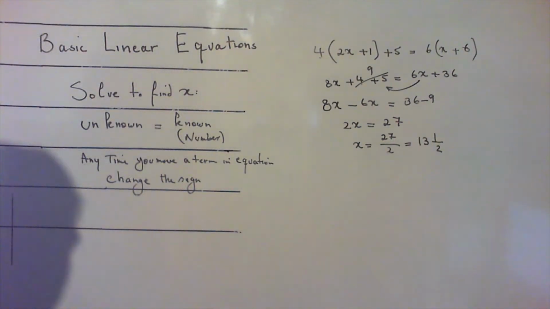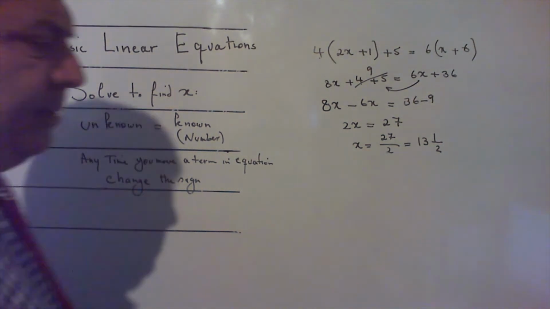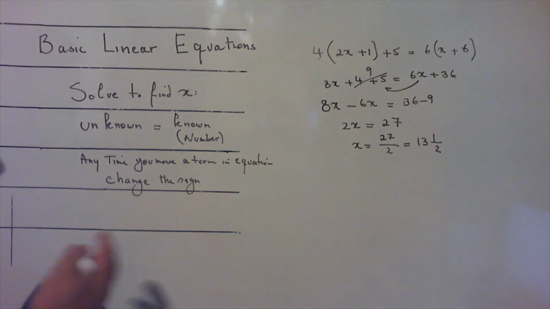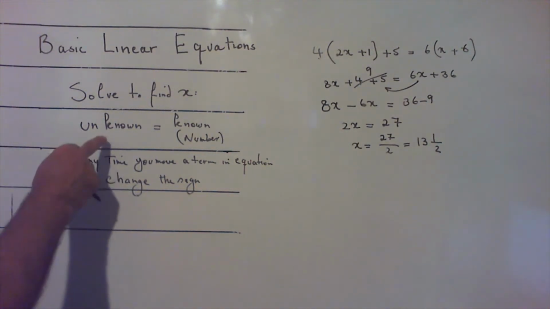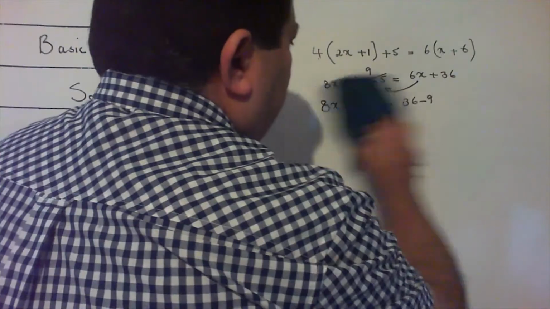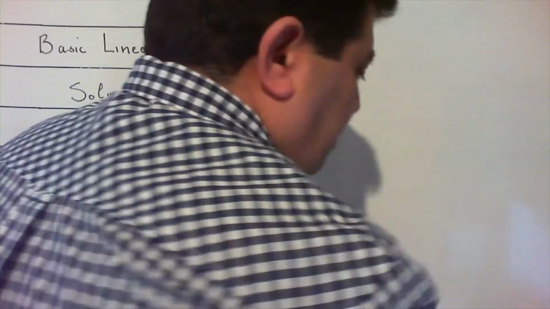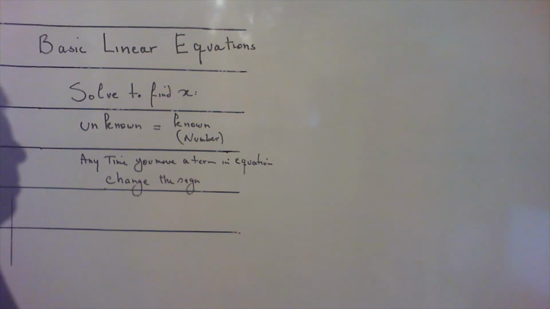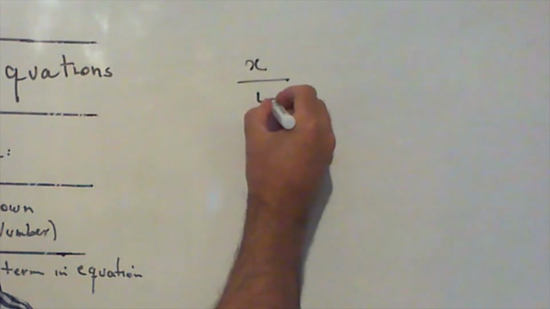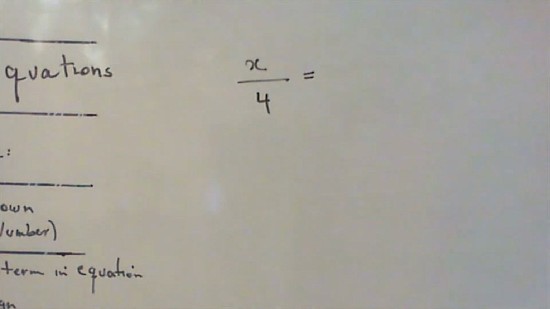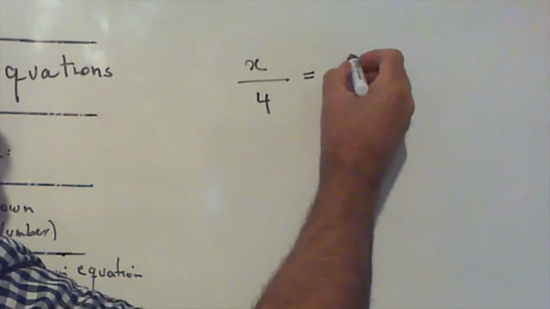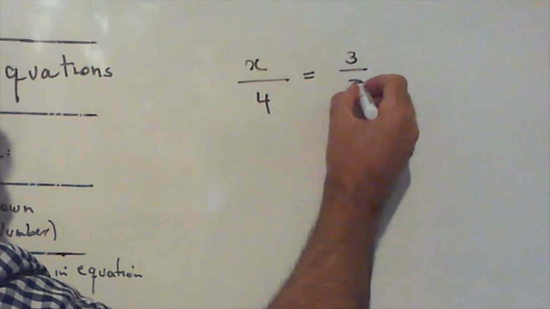Okay? So these are the sort of medium to hard questions, and you always expand brackets, simplify, bring all the unknowns one side, knowns the other side, and solve the equation. There's only one more type of linear equation that you have to learn, and that's when we have fractions. Okay? For example, you have x over 4 equals, let's say, 3 over 5.